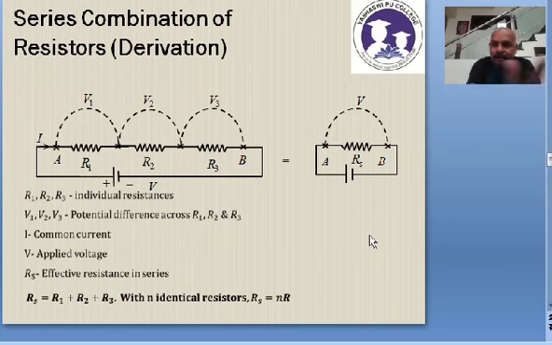Now you just remember this diagram, it is important. So we have got three resistors here, R1, R2, R3 connected in series. V1, V2, V3 are the potential drops across the individual resistors. I is the current flowing through all of them, and V is the total potential difference of the battery or the cell. And now in this diagram, all these three resistors are replaced by a single effective resistor called effective resistance in series, and there is a battery here, same battery, and the potential drop is V.